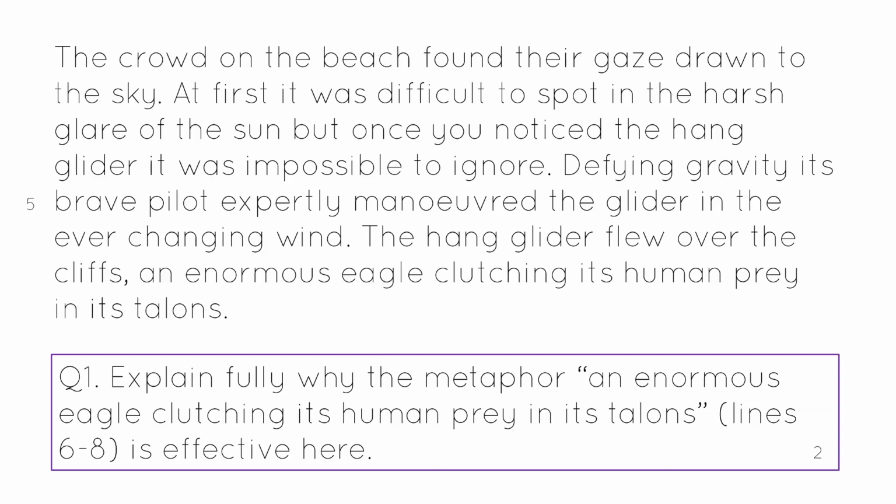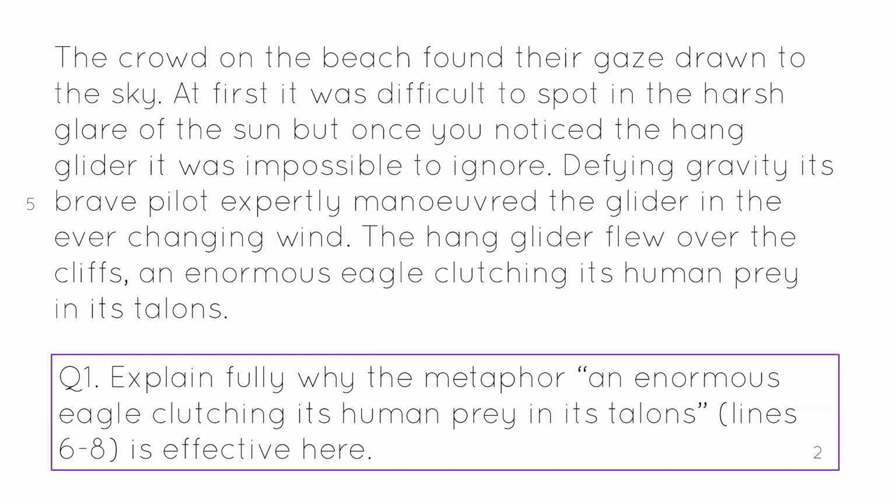So here goes. The crowd on the beach found their gaze drawn to the sky. At first it was difficult to spot in the harsh glare of the sun, but once you noticed the hang glider, it was impossible to ignore. Defying gravity, its brave pilot expertly manoeuvred the glider in the ever-changing wind. The hang glider flew over the cliffs, an enormous eagle clutching its human prey in its talons.